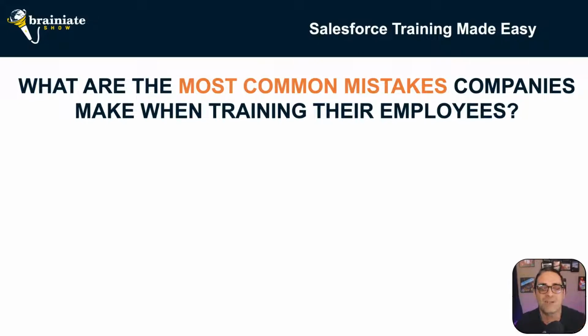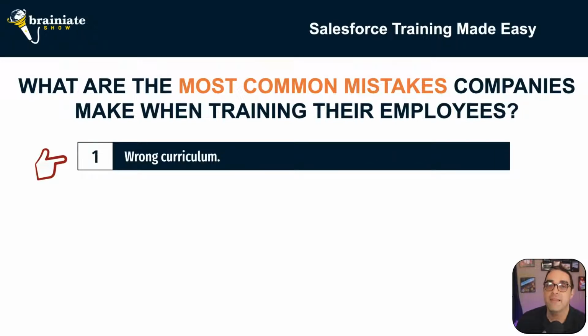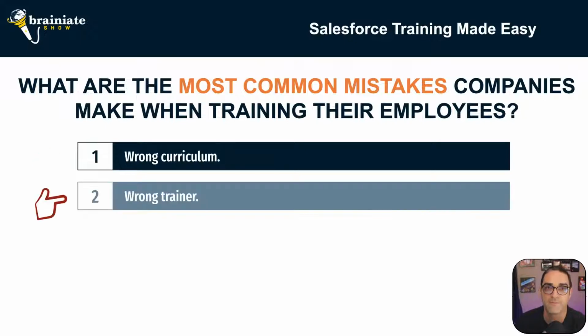So what are the most common mistakes that companies make when training their employees? A lot of these are going to seem familiar because they're just more examples of what I mentioned earlier. They put together the wrong curriculum. They train people on the wrong things. They don't include things that they do need, and they include all kinds of things that are totally irrelevant for the people sitting in the room.